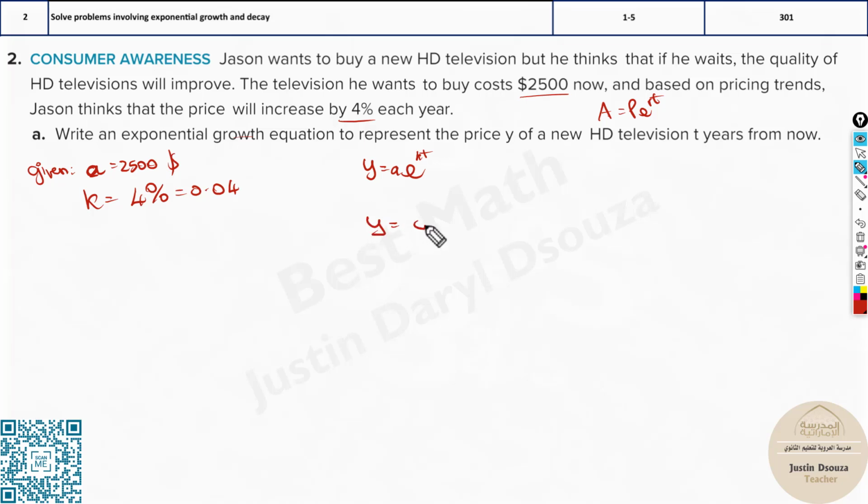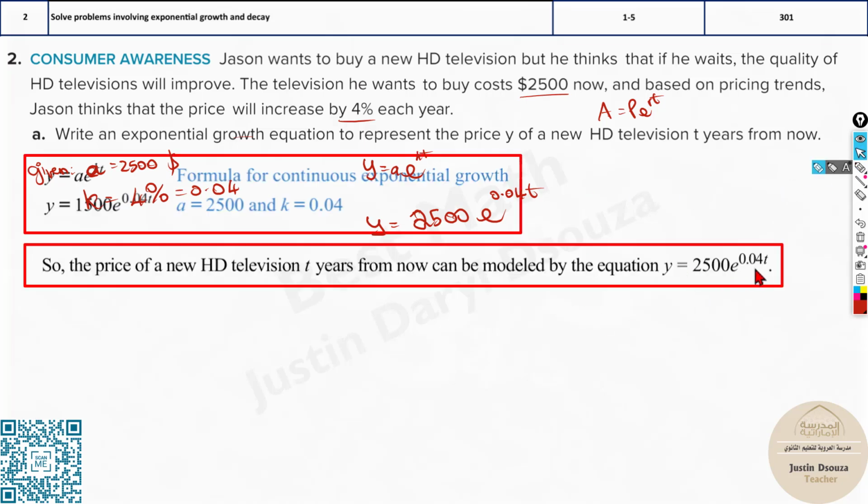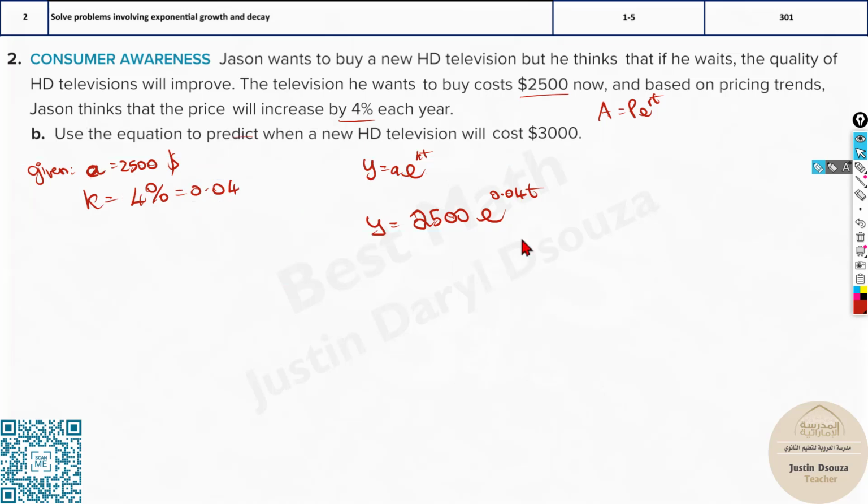Let's substitute what we know and write the equation. Y equals 2,500 e to the power 0.04t. That is it. That's part A, because they have given you the k value and A value. It's so easy. So that's the equation. Let's look into the next part.